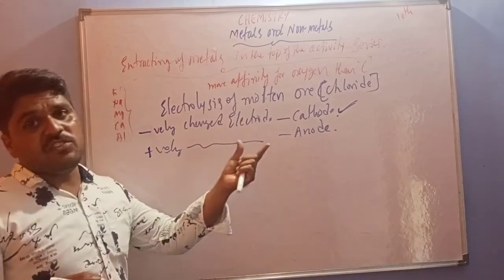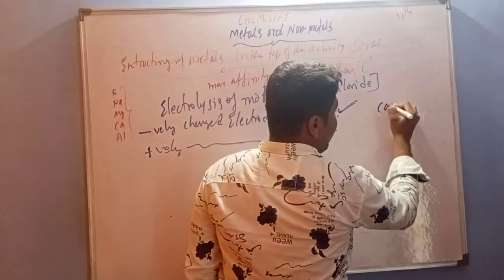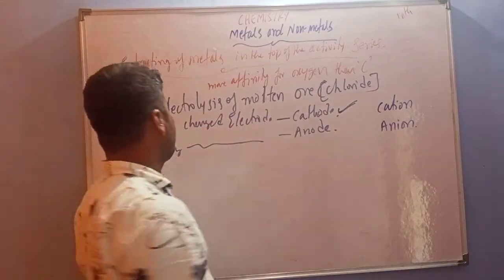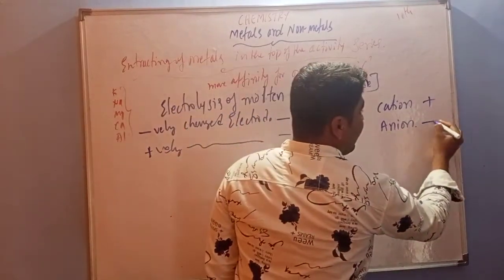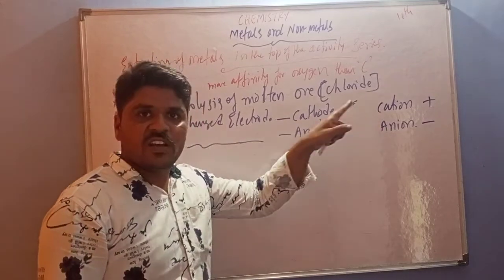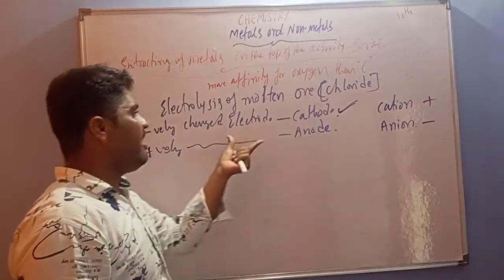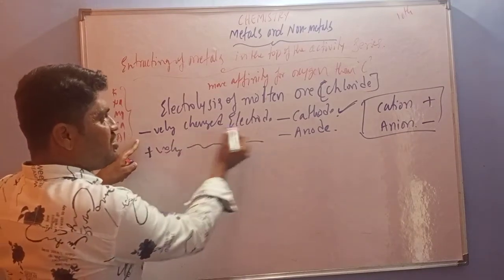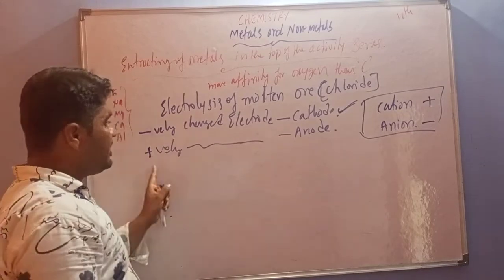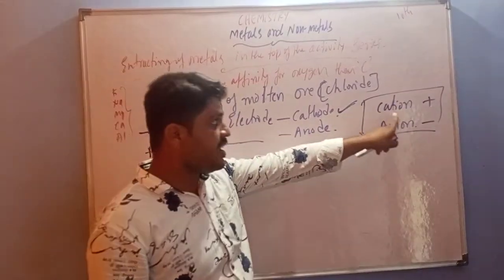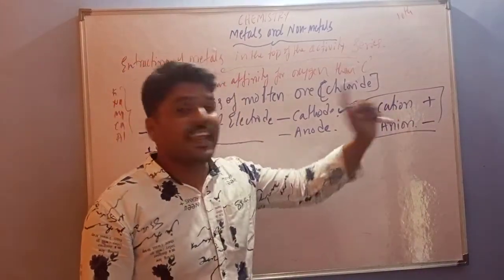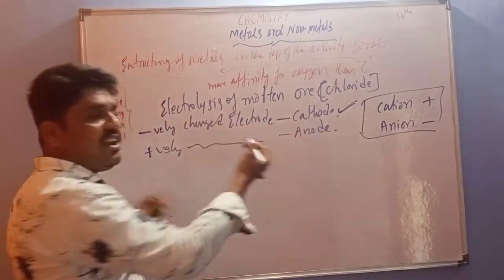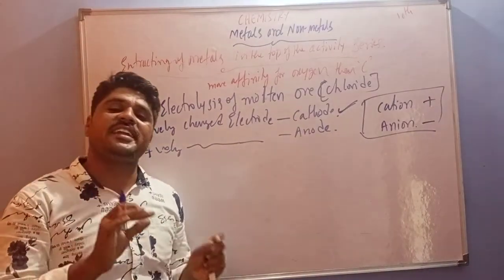Why? Because of cations and anions. Cation symbol is positive and anion symbol is negative. That's why you may get confused. Ions are different from electrodes. Ions are separate and electrodes are separate. The negatively charged electrode is the cathode, and the positively charged electrode is the anode. But in ions, cations are positively charged and anions are negatively charged. Don't get confused. This is very, very important. If you know this very well, then only you can understand electrolysis or electrolytic refining.